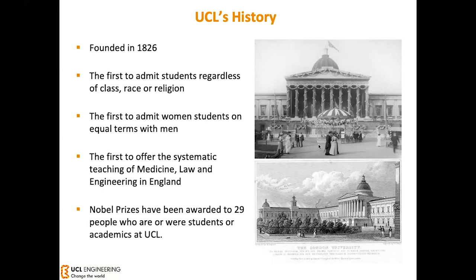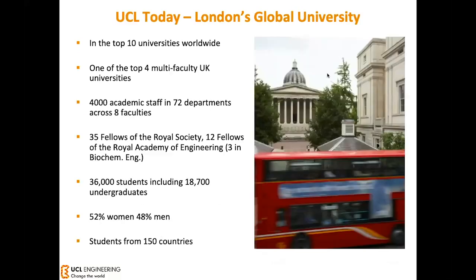29 people who were students or academics at UCL have been awarded a Nobel Prize throughout its history. So it has quite a rich history in academic excellence. And here you can see a picture. I'm not sure exactly when this picture was taken, I'm assuming early 1900s, of the main building on campus and the portico on top, which is still there today. And you can see it in the more modern picture on this slide.